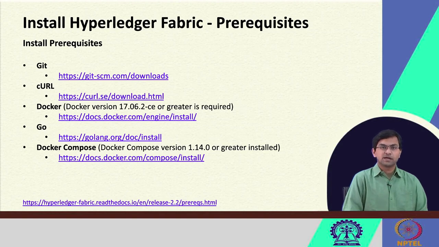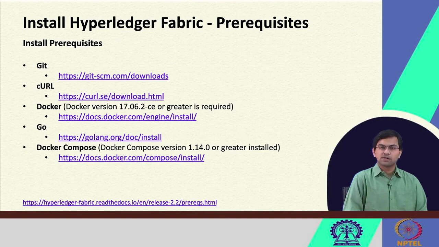To actually install Fabric, you need some prerequisites. You need to install these prerequisites. These are Git for version control, and then curl, which is an HTTP client, then Docker, Go and Docker Compose. So you need to install all of these to then install Hyperledger Fabric.